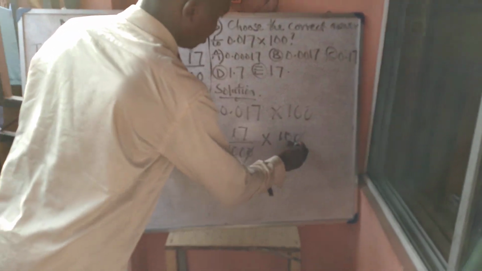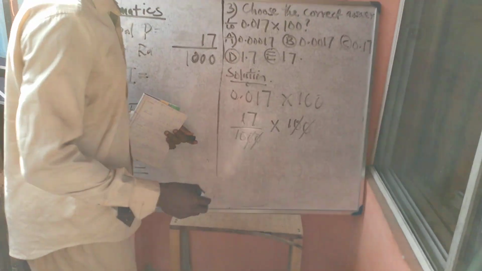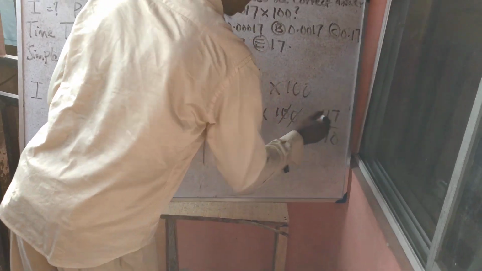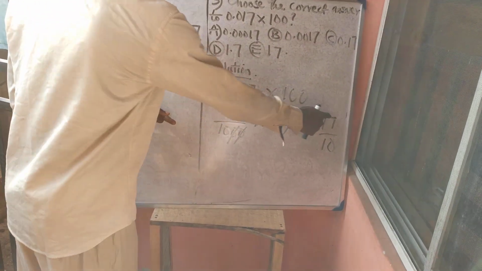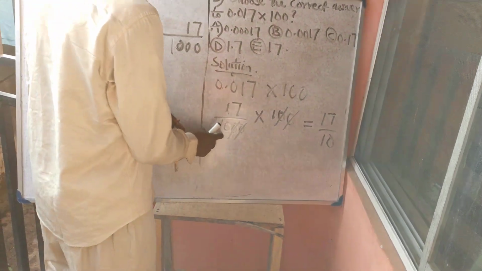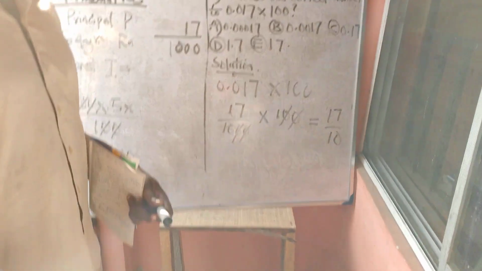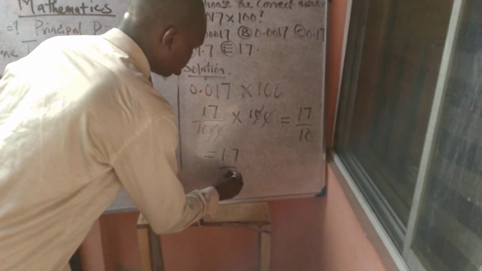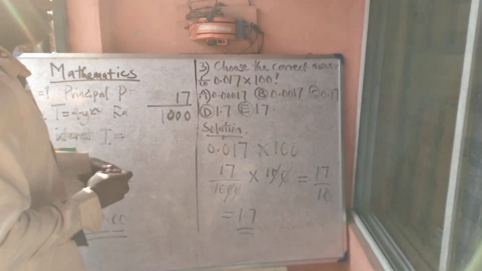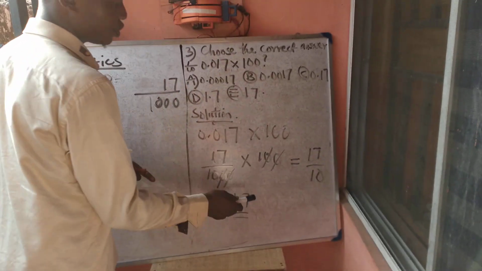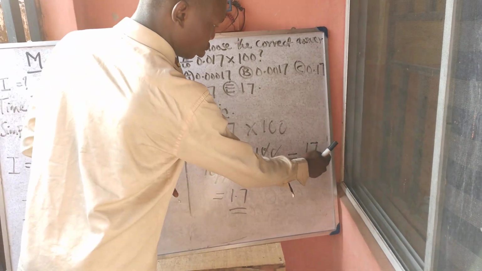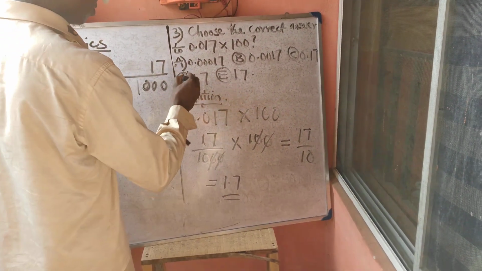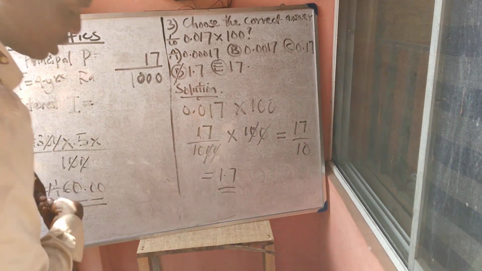So 0 can eliminate 0, 0 can eliminate 0, and you'll be having what? 17 over 10. Why? 17 times 1 gives you 17 divided by 10. Now 17 divided by 10 gives us 1.7. Of course you should know that 17 divided by 10 is 1.7 because of this 0 here. Just move and put a decimal point there. The answer is 1.7.